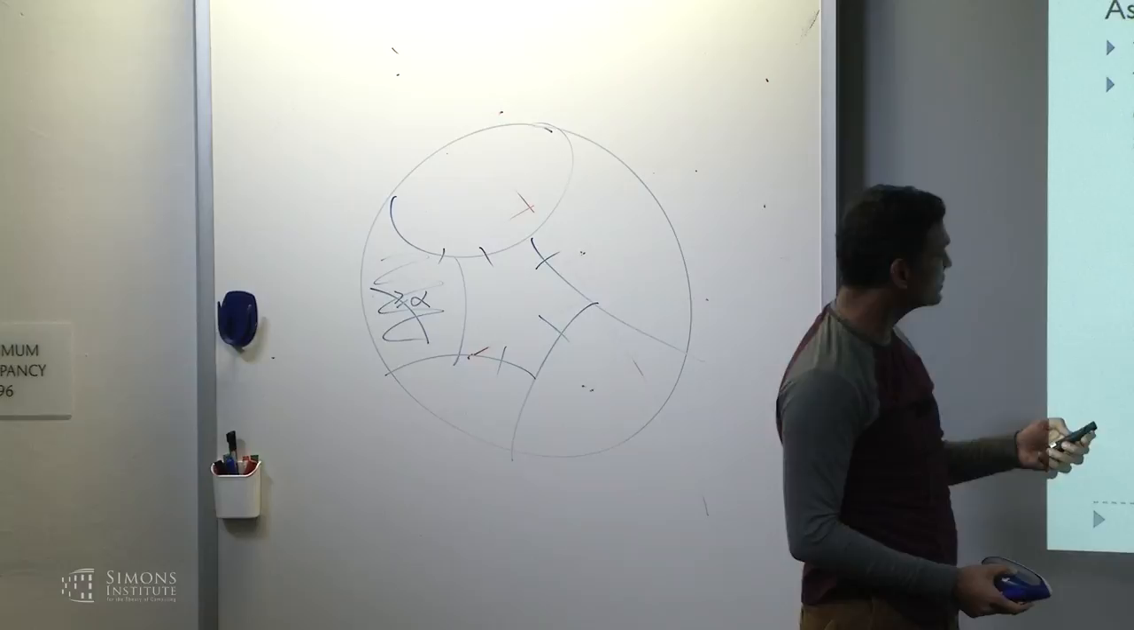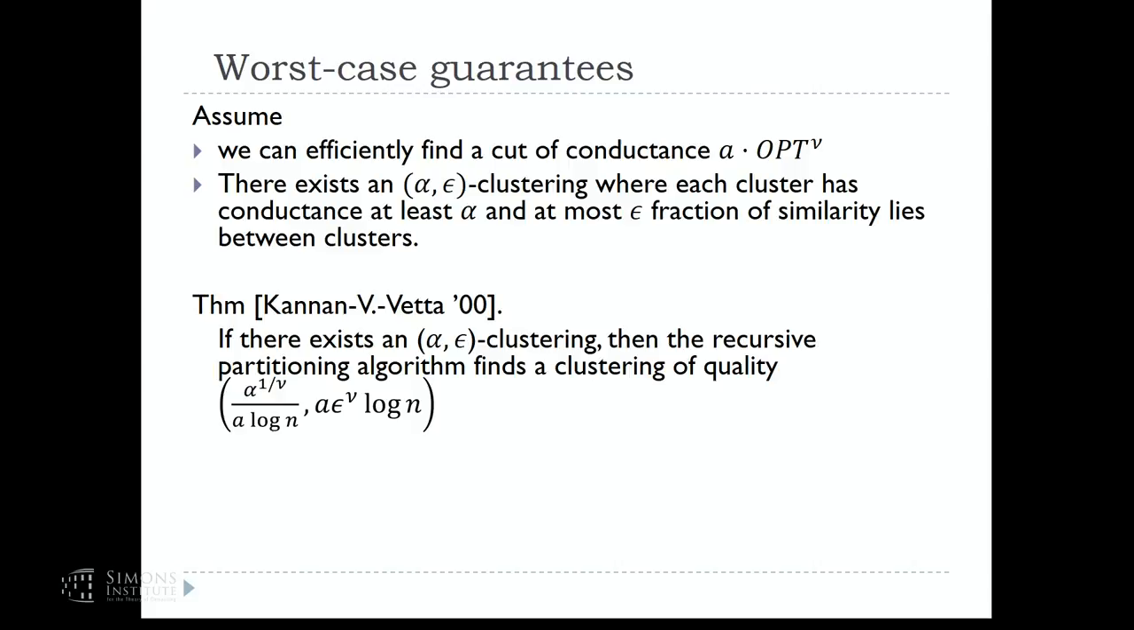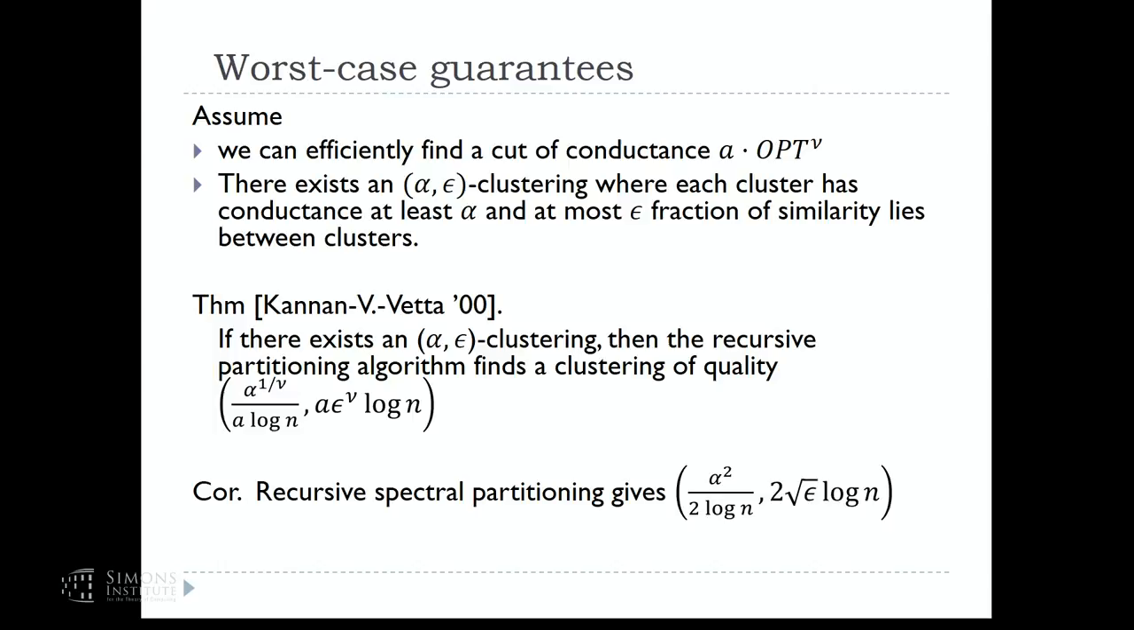this recursive partitioning, using whatever library routine you had for getting one cut at a time, will give you something that's comparable in conductance to the existing one and comparable in how many edges you cut to the existing one. In particular, if you do recursive spectral partitioning, just this Fiedler vector spectral partitioning, you're going to get alpha squared over log n quality of clusters and 2 square root epsilon log n for the total fraction of edges wasted.